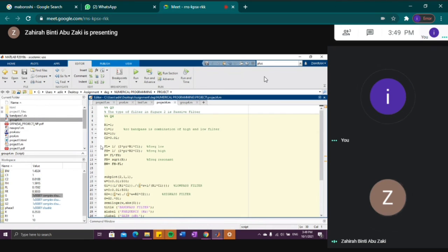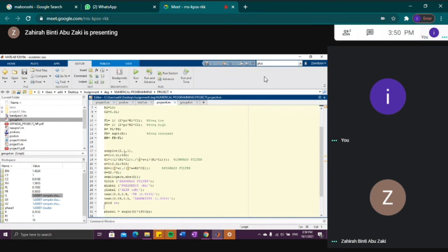So next is FL. FL is the formula for the low pass frequency, while FH is the formula for the high pass frequency. Next is frequency resonance. This is the formula, which is the square root of frequency low times frequency high. I simplify it like this so that it's easier for me. Next is bandwidth. The formula is to subtract the frequency low from the frequency high.